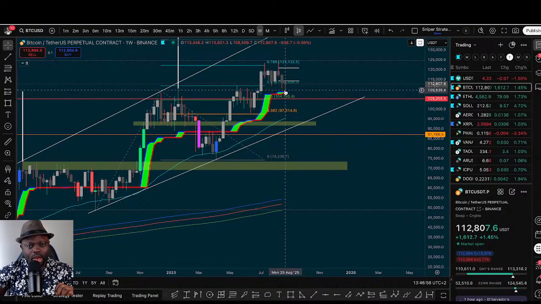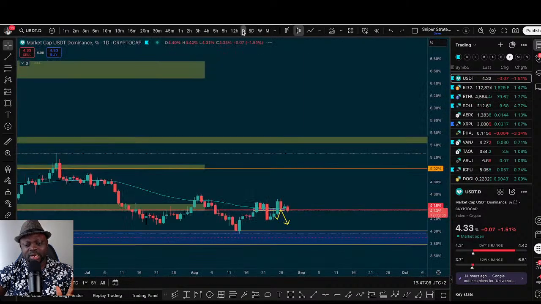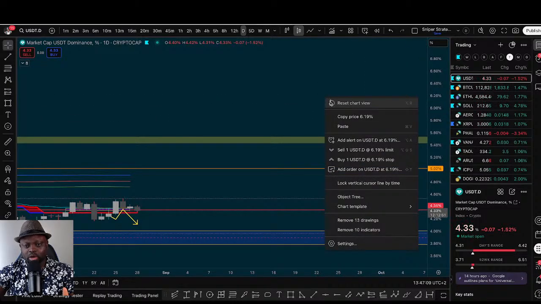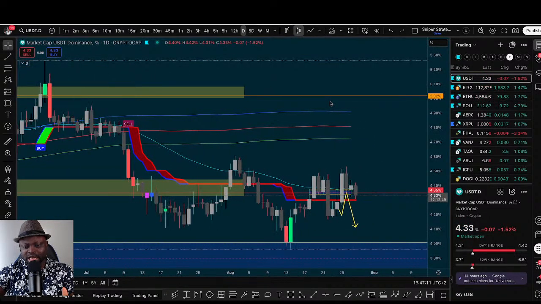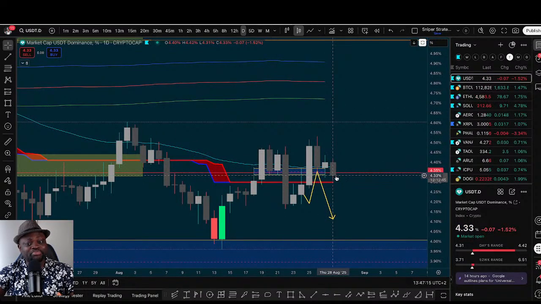And let's drop down to the daily time frame for dominance. Let's see where we are currently. Now, look at this. Look at the current price action. This current price action. We are where? We are below. Price is breaking down the 50-day moving average.